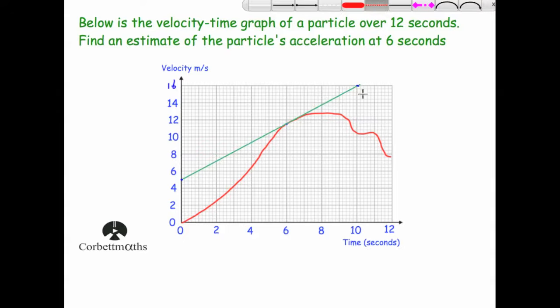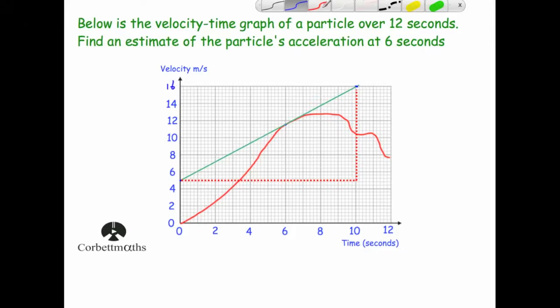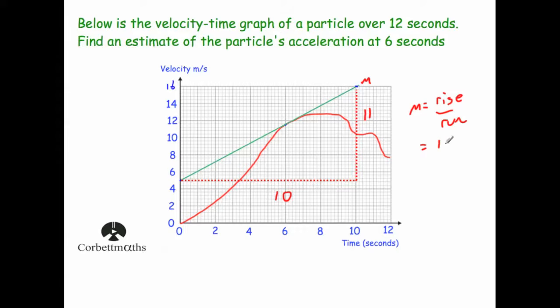So again, we're going to do our rise over run. So let's draw our right angle triangle. So there's our run going across and our rise going up. So our run is from 0 to 10, so our run is 10. Our rise is from 5 to 16, so that's equal to 11. And so our gradient of this line, let's call it m, is equal to rise over run, and that will be 11 over 10. 11 divided by 10 is 1.1. So that is our acceleration, 1.1.